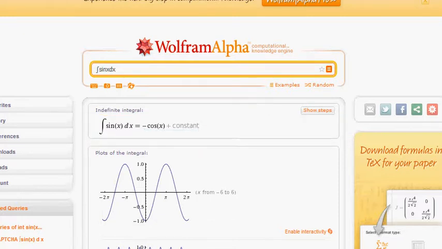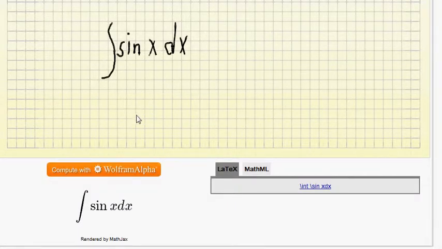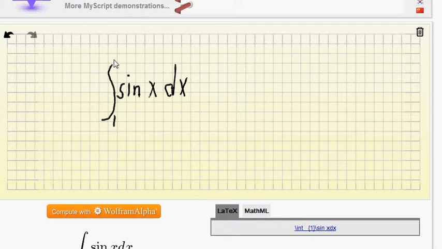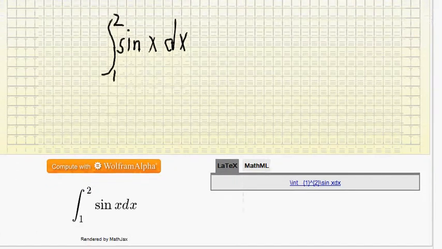And you can do all kinds of things here. Now, I can do a definite integral. I'm going to put, let's say, the number 1 here and 2 here, right? So now I have a definite integral. Notice that it appeared over here.